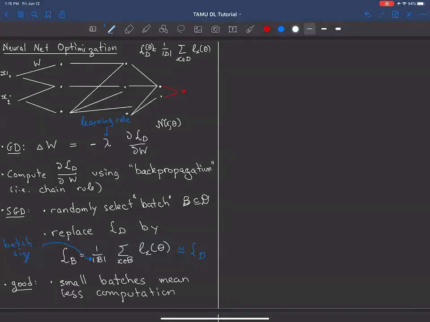The point is that if you fix a batch size, you only have to compute the gradient of this per sample loss on as many elements as you had in your batch. So if you have a small batch, you can try to save some computation. But as I'll explain now, there are some issues with doing this.